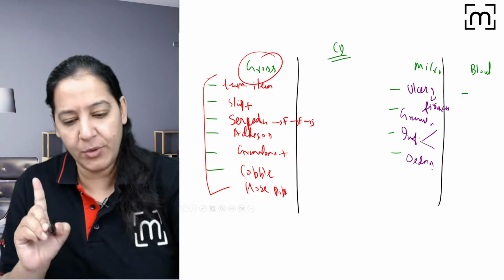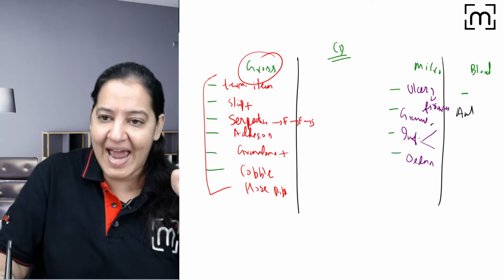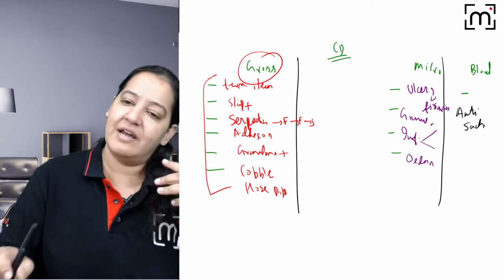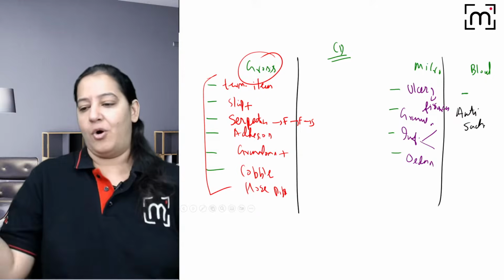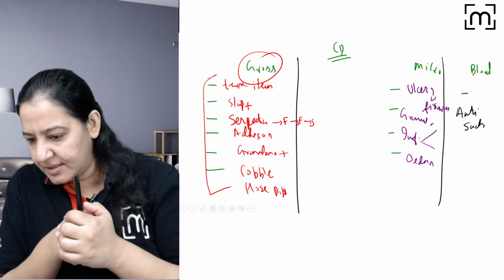In the blood, you get only one antibody. It is known as anti-Saccharomyces cerevisiae antibody, which is a fungus. That's all. Yeah, string test.